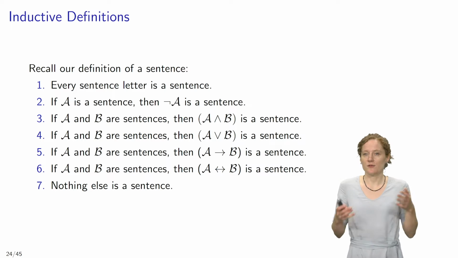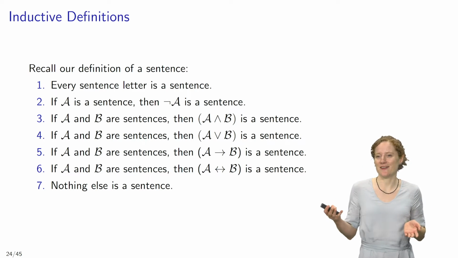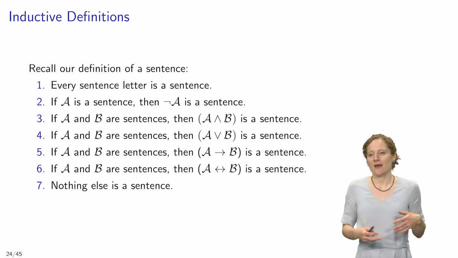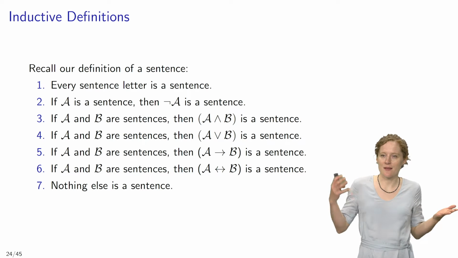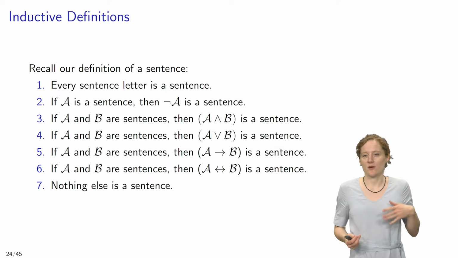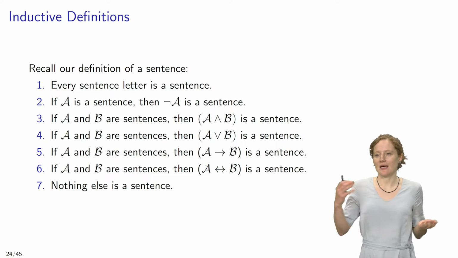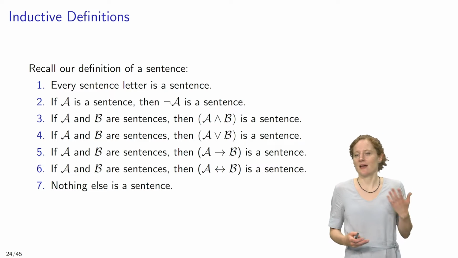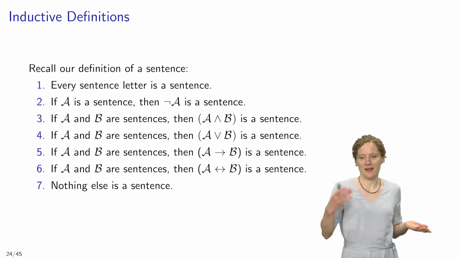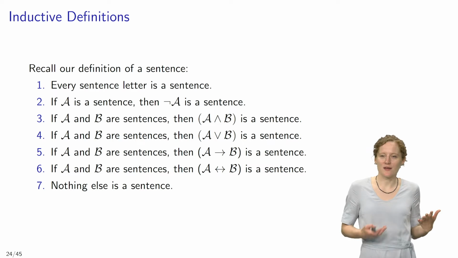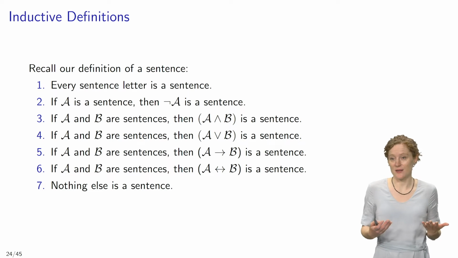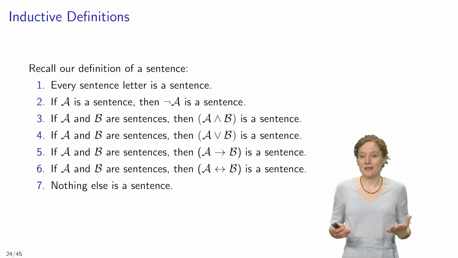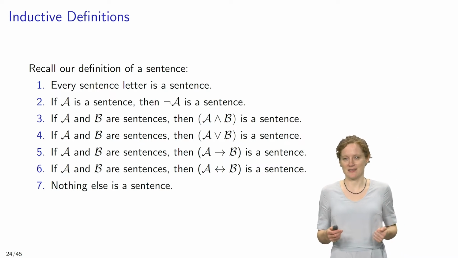So for example, recall our definition of a TFL sentence. We said that every sentence letter is a sentence, and then we said that if A is a sentence, then not A is a sentence. Furthermore, if A and B are sentences, then A and B is a sentence. If A and B are sentences, then A or B is a sentence. If A and B are sentences, then if A, then B is a sentence. And if A and B are sentences, then A if and only if B is a sentence. And nothing else is a sentence. That was our inductive definition of a TFL sentence.